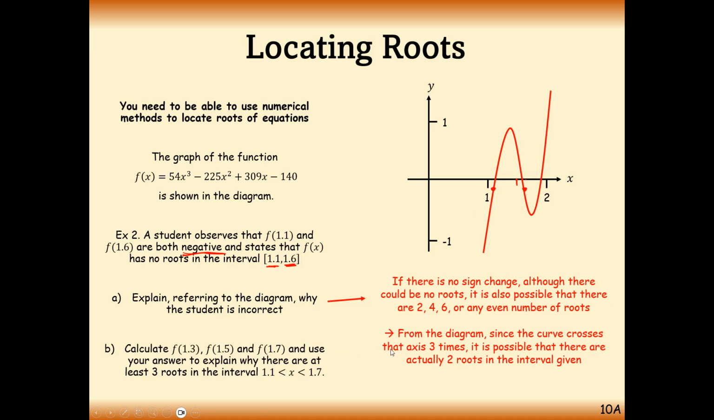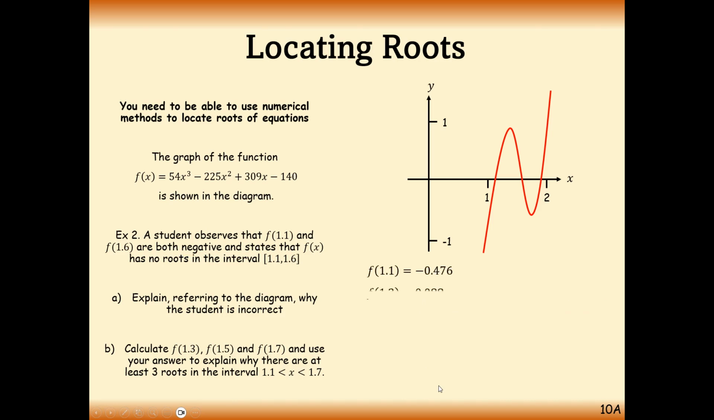In the next part of the question, we are asked to calculate f of 1.3, f of 1.5, and f of 1.7, and use our answers to explain why there is at least 3 roots in this interval of 1.1 and 1.7. So what we're going to do is simply substitute those values into the polynomial, and in the first part, we end up with a positive answer for 1.3, and we see that the function evaluates to negative again.